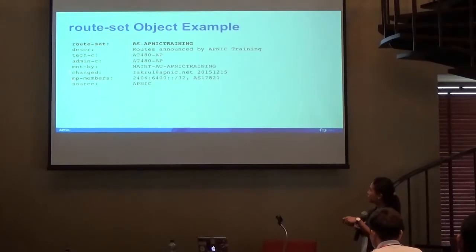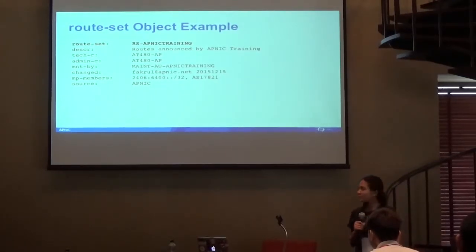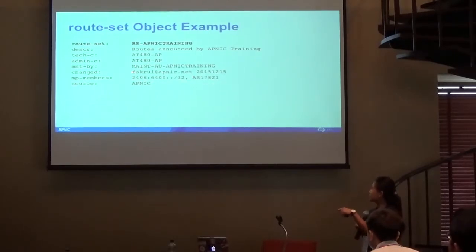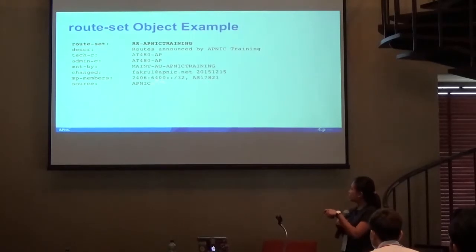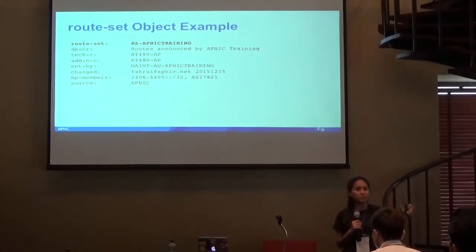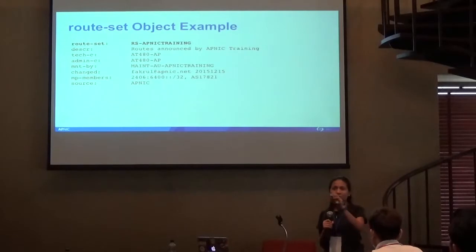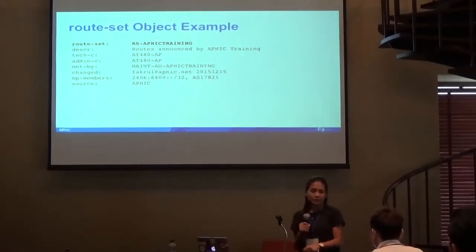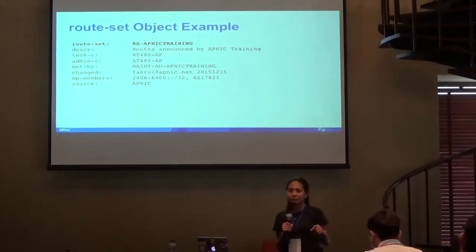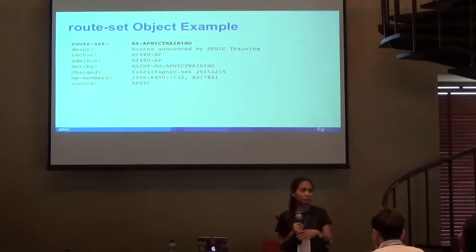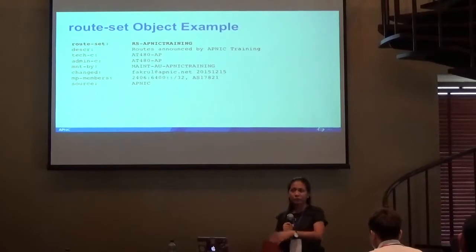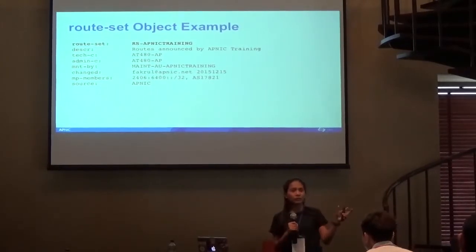I guess the important part is this: mp-members. I can specify an AS number, I can specify an IP address. Now, notice in the previous example we're using members, and we only add either an AS or an IPv4 address. If there's an MP at the beginning, it means you can use both IPv4 and IPv6. So if you're referring to IPv6 addresses, you normally use the attribute mp-members.